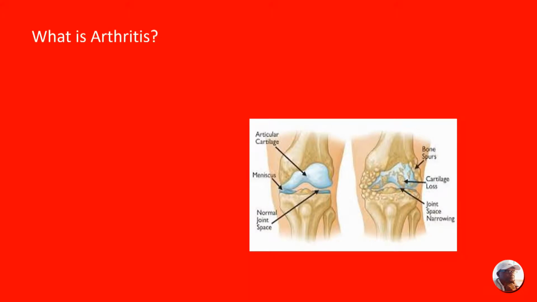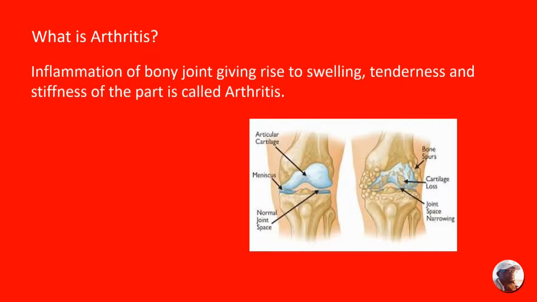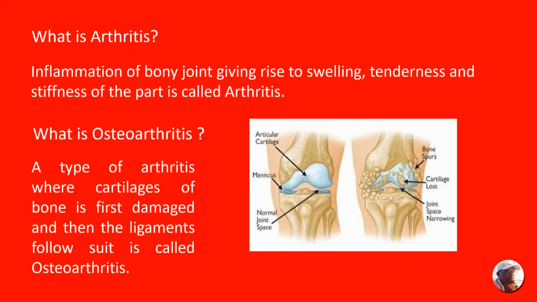What is arthritis? Inflammation of a bony joint giving rise to swelling, tenderness and stiffness of the part is called arthritis. What is osteoarthritis? A type of arthritis where the cartilage of the bone is first damaged and then the ligament follows suit is called osteoarthritis. Let us see the figure beside.